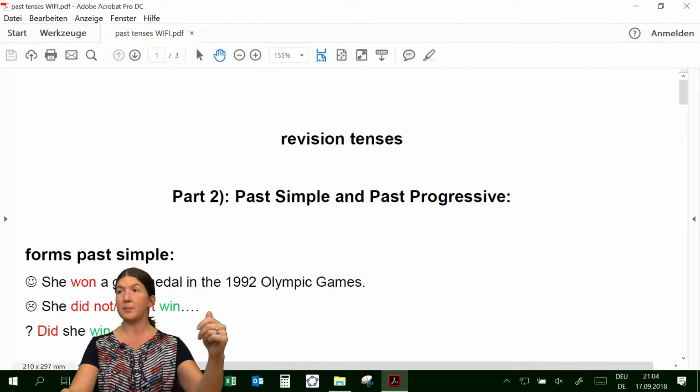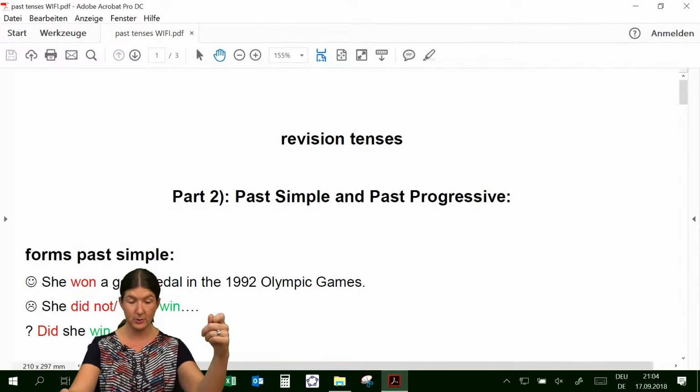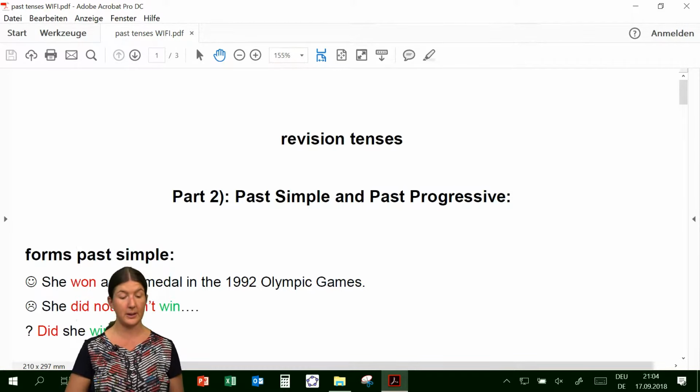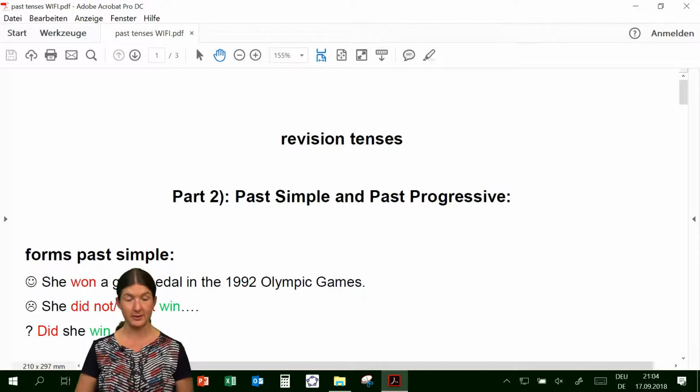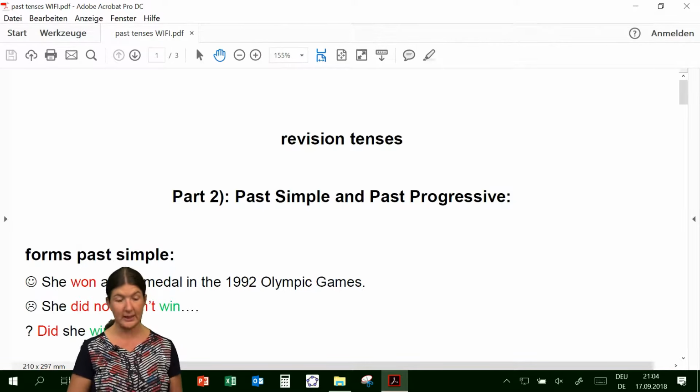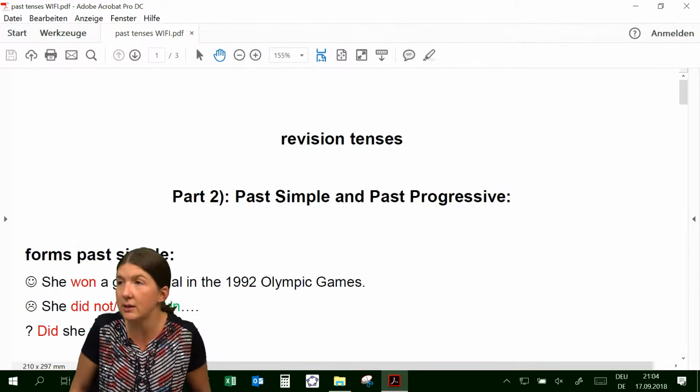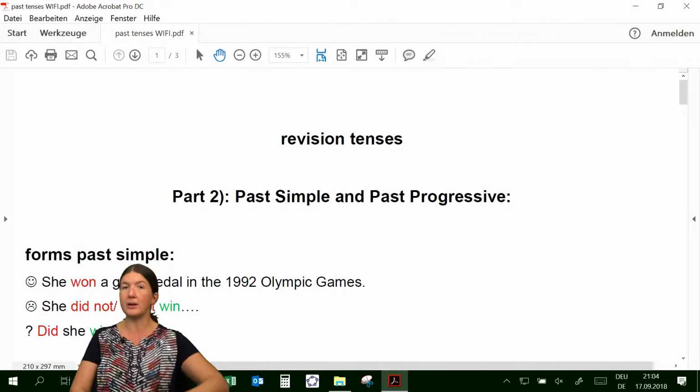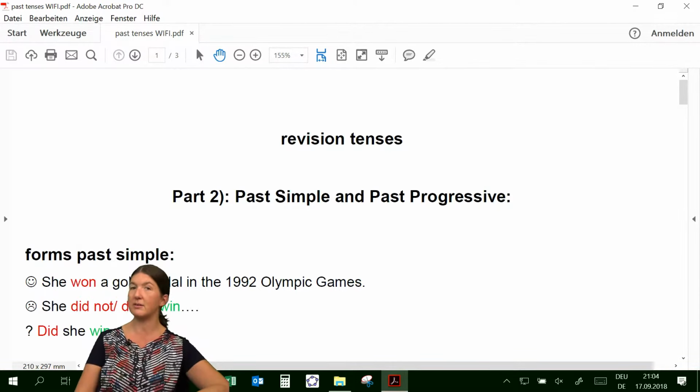I think that past tenses are a pretty straightforward topic, really. I think they're quite easy compared to other tenses, especially compared to present perfect and present perfect progressive tense and stuff like that. So I'll try to be as brief and concise as necessary.